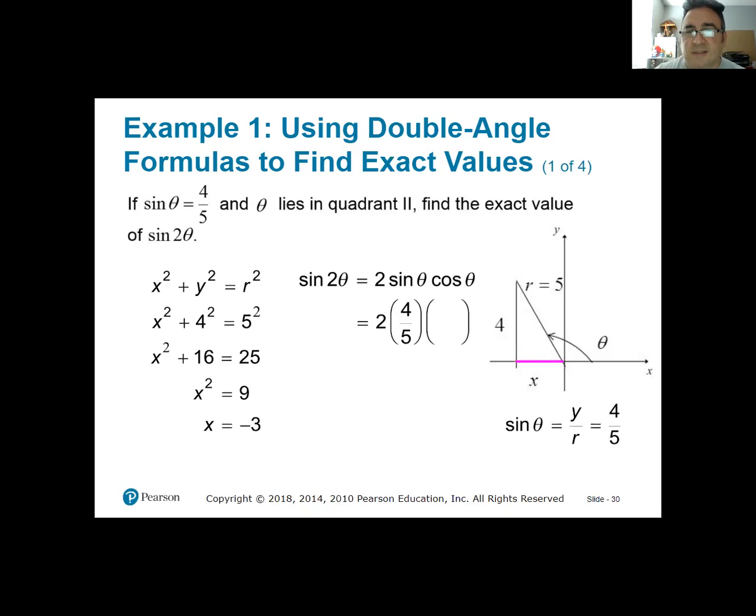Why minus? Notice where we're going on the x-axis. Are we going left or are we going right? We're going left, so it's going to be a negative 3. That's where it comes from. So now we can do cosine theta, which in terms of x, y, and r would be what?